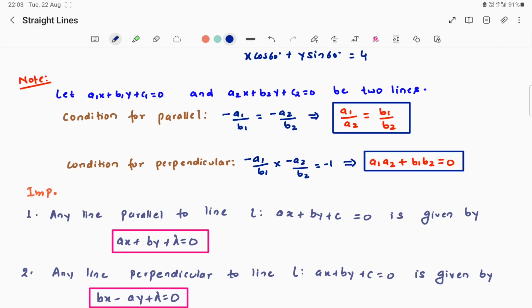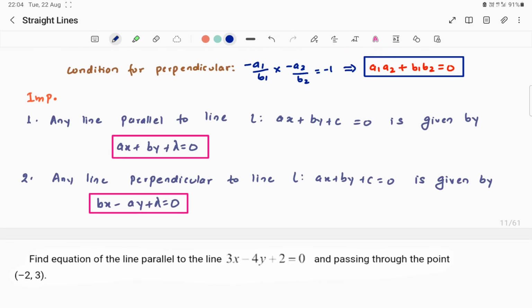Similarly, what is the condition for perpendicular? So if two lines are perpendicular, we know that m1 m2 is equal to minus 1, isn't it? So m1 is this, m2 is this, their product is how much? Minus 1. So do cross multiplication and bring it to the left hand side, you will see you get the condition a1 a2 plus b1 b2 is equal to 0. Okay.